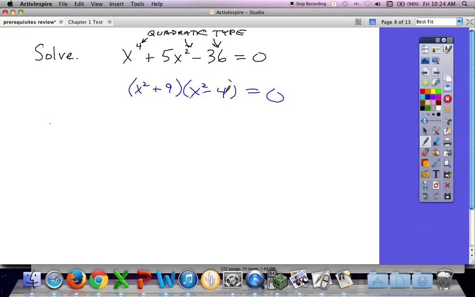And then how can we factor x squared minus 4? Ryan? Plus 2 minus 2? Okay. x minus 2, x plus 2, times x squared plus 9.